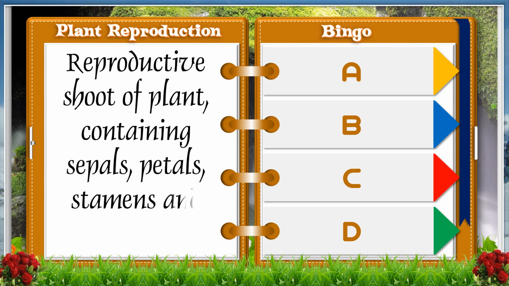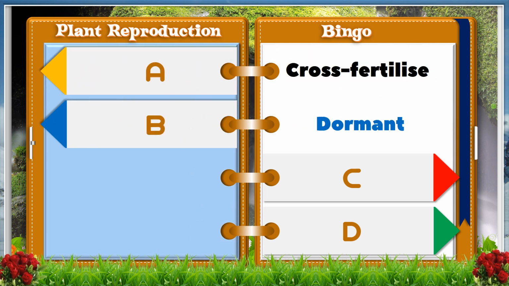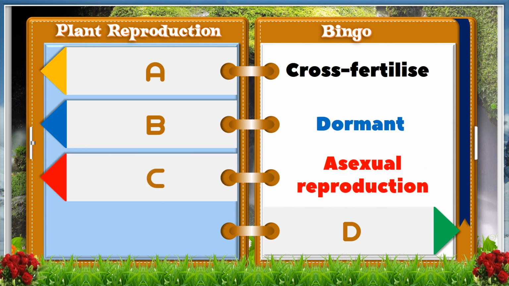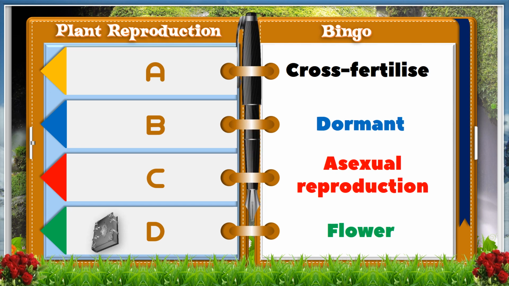Reproductive shoot of plant containing sepals, petals, stamen, and carpel. A. Cross-fertilization. B. Dormant. C. Asexual reproduction. D. Flower. And the answer is D. Flower.